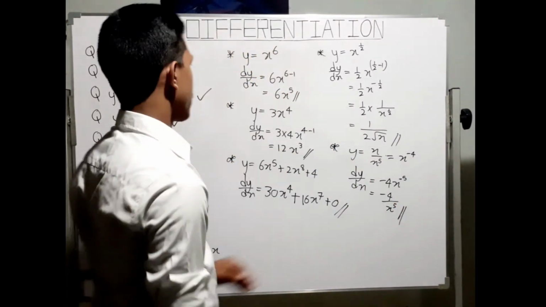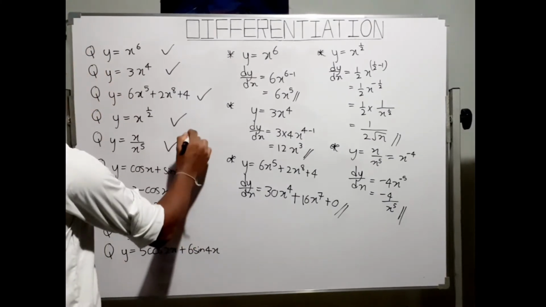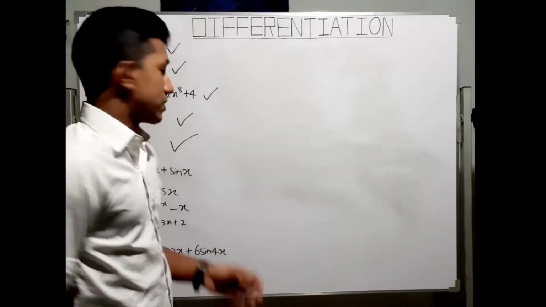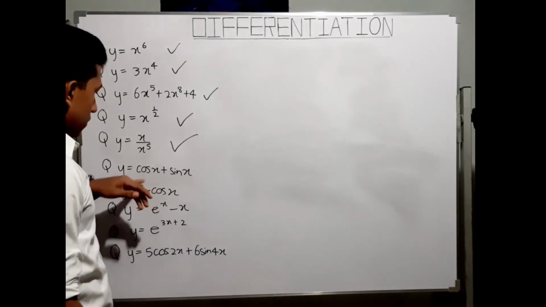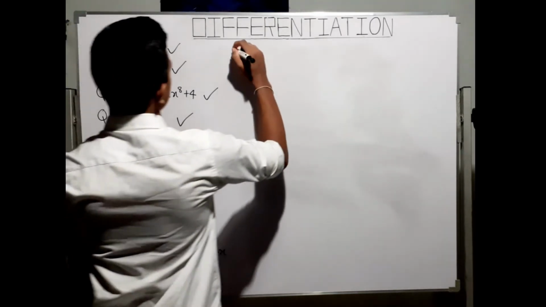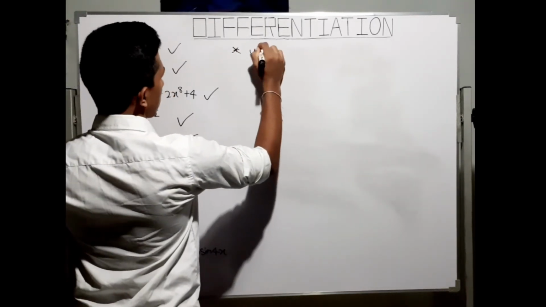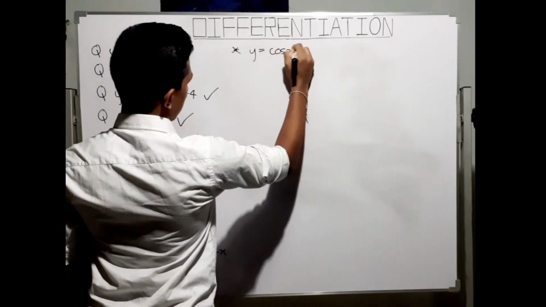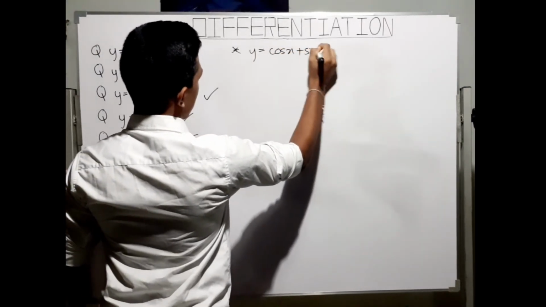And that's that. So we discussed all of this so far. Now we'll be moving on. Alright, so now we'll move on with the next question, which is cos x plus sin x. So it's going to be y equals cos x plus sin x.